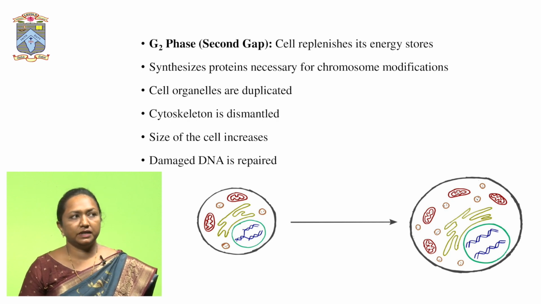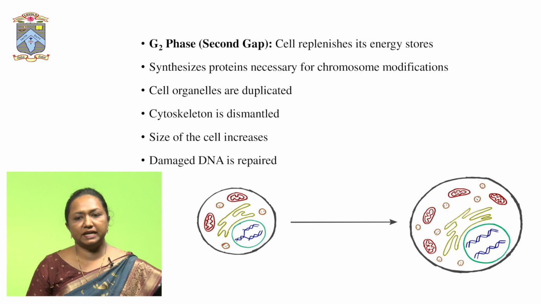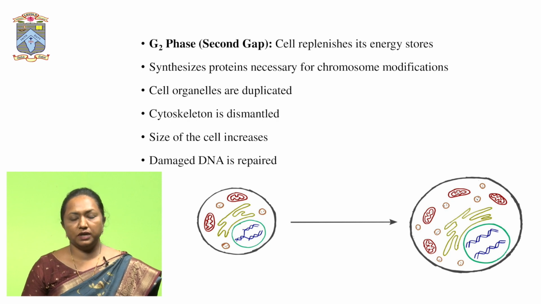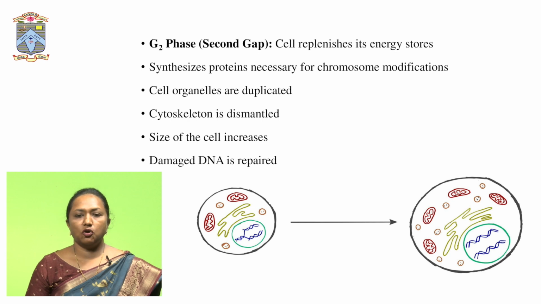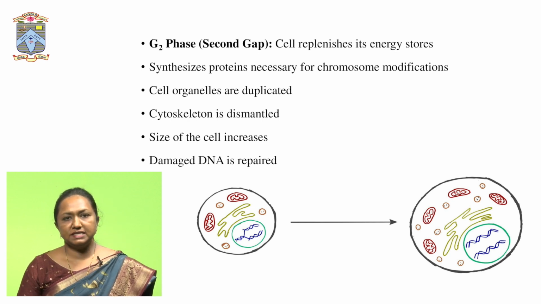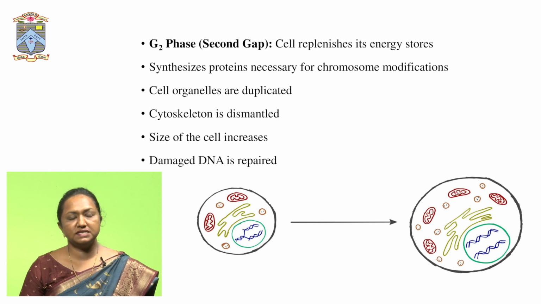Here, the increase in the number of proteins that are synthesized occurs to enable any kinds of chromosomal modifications. The cell organelles are also duplicated. The cytoskeleton is dismantled, the size of the cell increases, and any DNA that has been replicated, if found to be damaged, is repaired in the G2 phase.